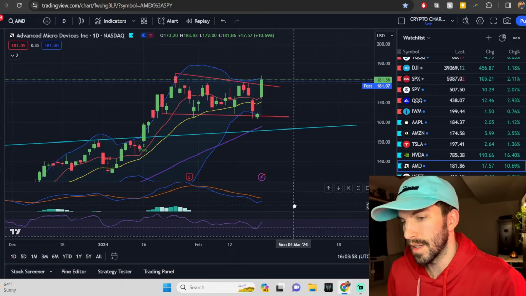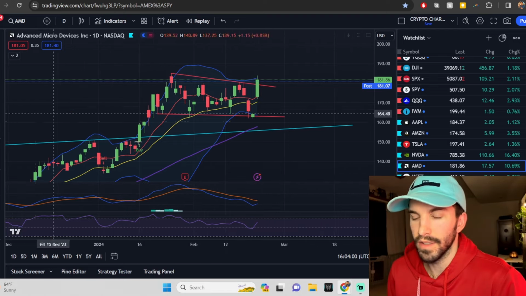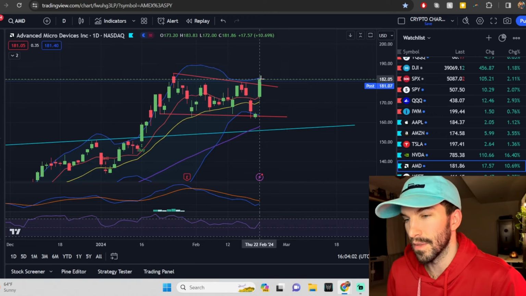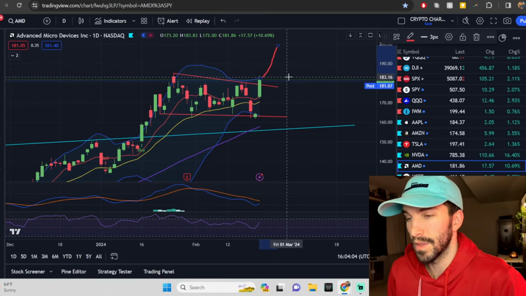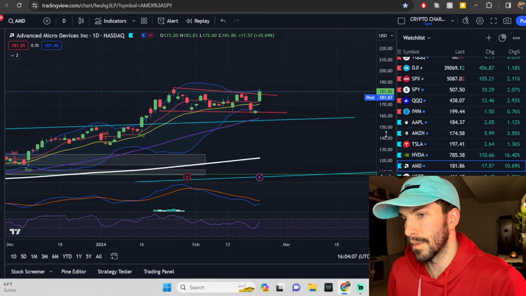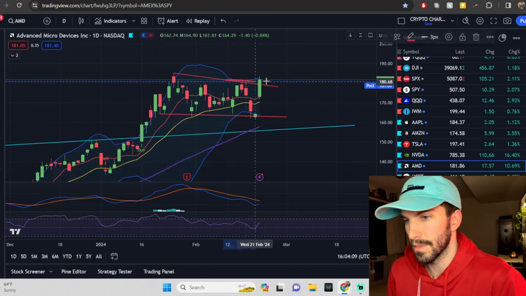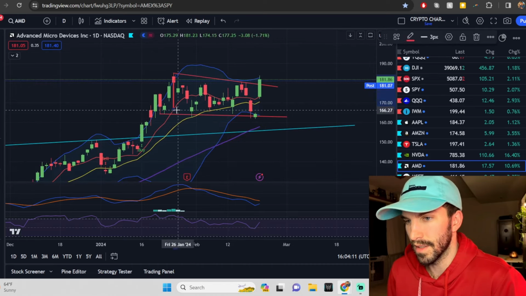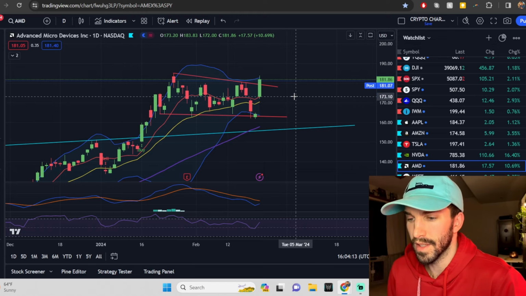The thing with AMD is it is still not close to crossing on this MACD. So if this MACD actually wants to cross in the next few days, that would be huge, and we could see some major positivity there, because these Bollinger Bands are tight and we've been in consolidation for quite some time. So it's something to pay attention to.